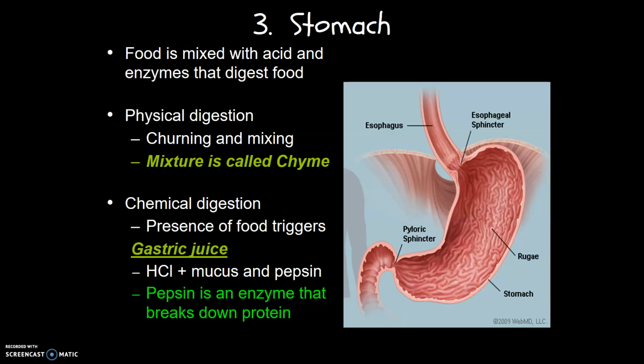Now, there is also chemical digestion taking place, where the presence of food triggers the release of certain gastric juices that are important in the breakdown of that food. This mainly contains things like hydrochloric acid, mucus, and pepsin. These components are involved in breaking down the food in your stomach. Specifically, pepsin is an enzyme that breaks down particular types of proteins.